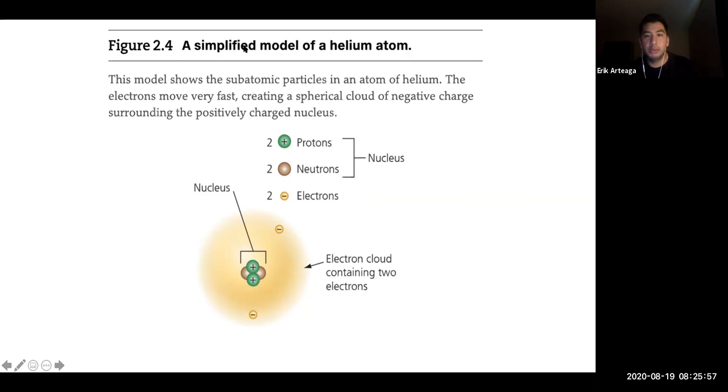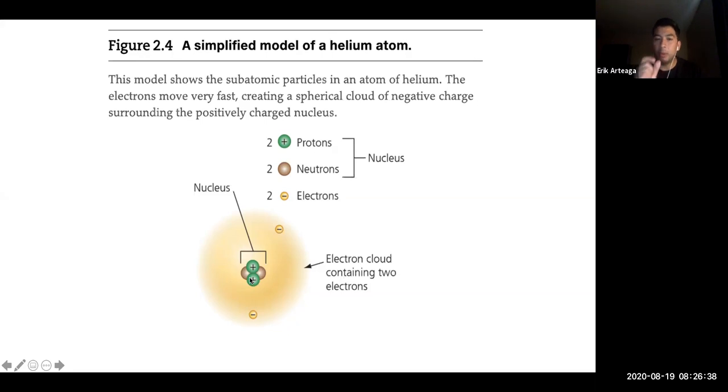All right, so this is a simplified helium atom. This model shows the subatomic particles in an atom of helium. The electrons move very fast, creating a spherical cloud of negative charge surrounding the positively charged nucleus. So what is a cloud? Well, I guess we're getting into atomic chemistry, which is not what this course is about. But when they explain how the electrons are moving around the nucleus, we think of it as a cloud, because it's hard to predict where this electron is going to be in comparison to the nucleus.